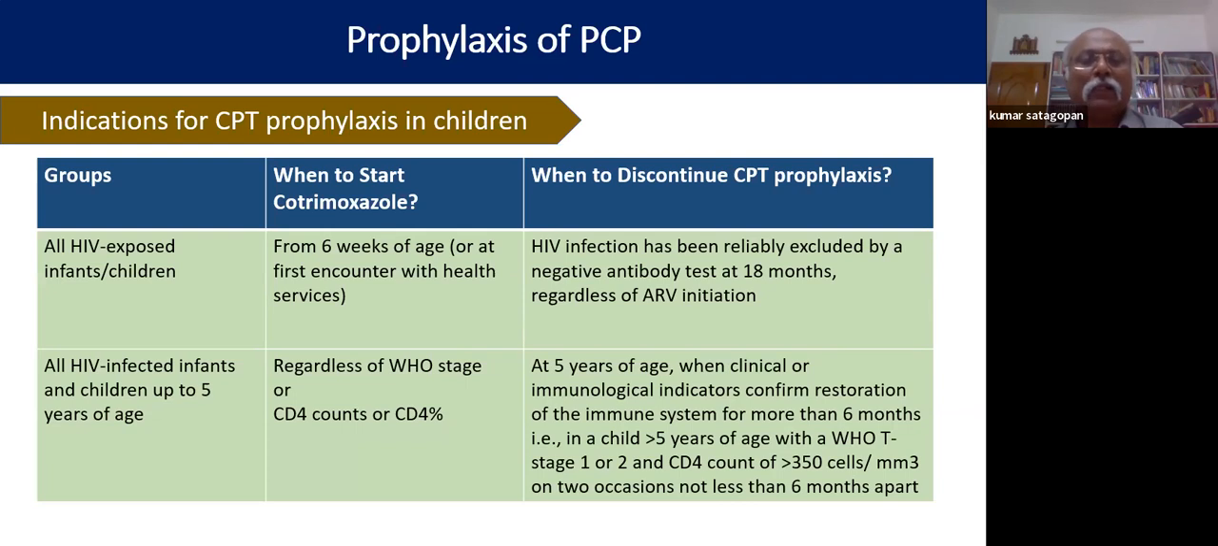Prophylaxis for all HIV exposed children is from 6 weeks of age or first encounter with services. When to discontinue: when HIV has been reliably excluded by 18 months. You can discontinue in all HIV uninfected infants up to 5 years of age, regardless of WHO stage or CD4 percentage. At 5 years of age, when immunologic criteria confirm restoration of the immune system for more than 6 months, then you can stop.